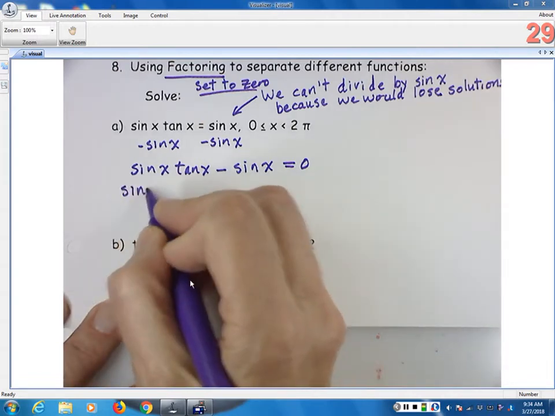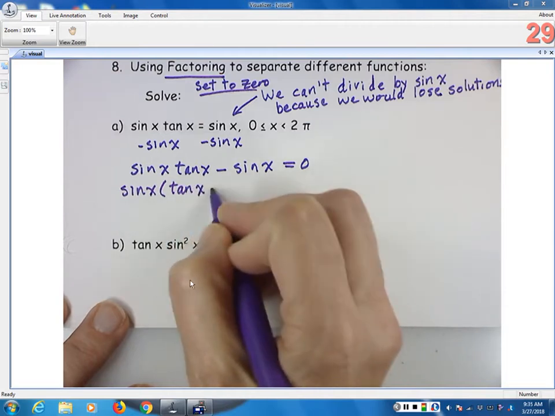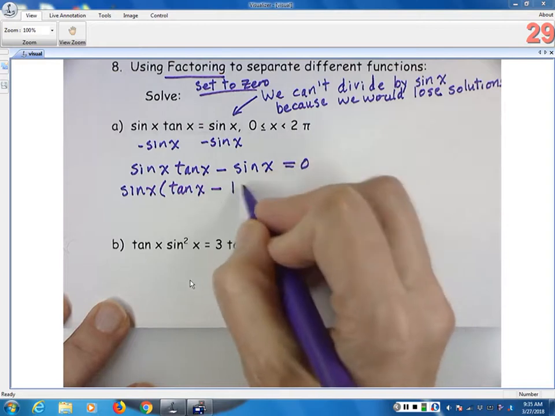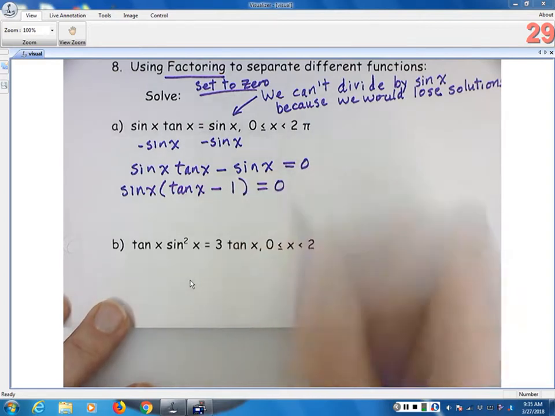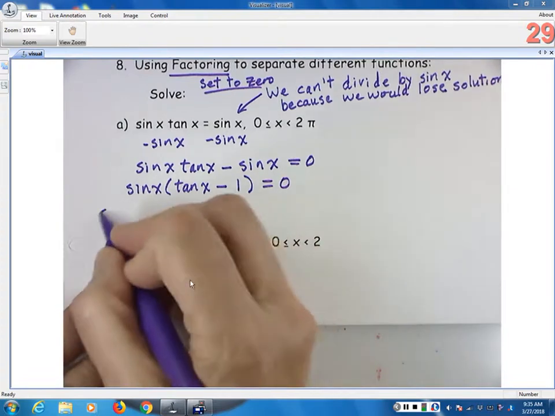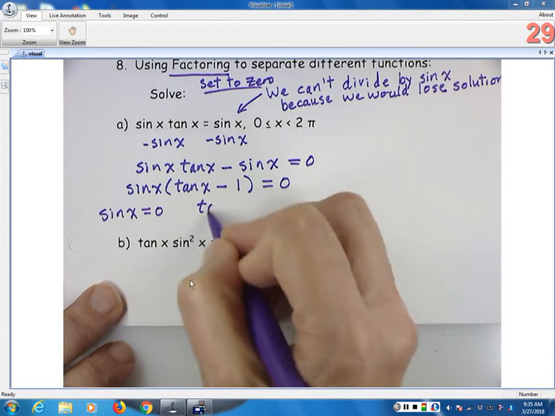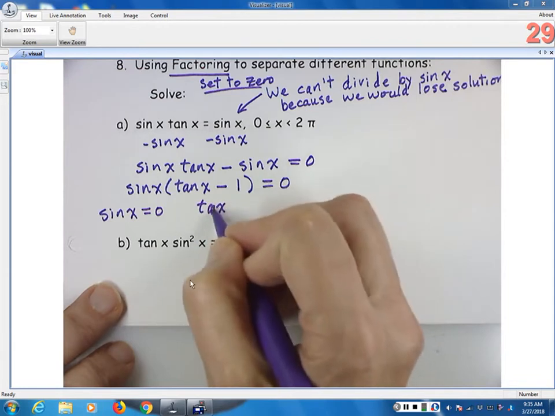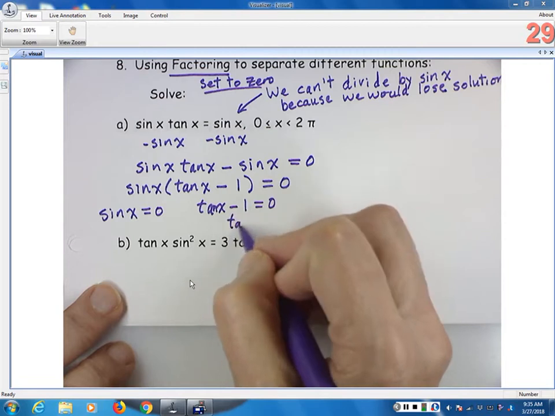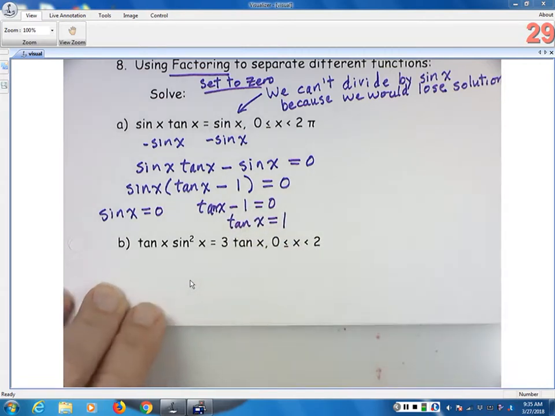Sine x leaves you tangent x minus, and when you divide sine x by sine x, you get 1. It's not just 0. Then you're going to set each factor to 0. Sine x equals 0, and tangent x minus 1 equals 0. So tangent x equals 1.